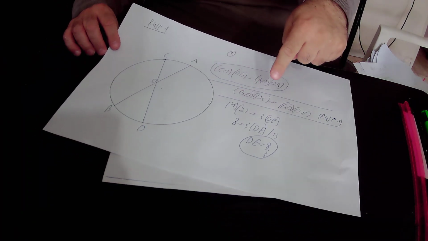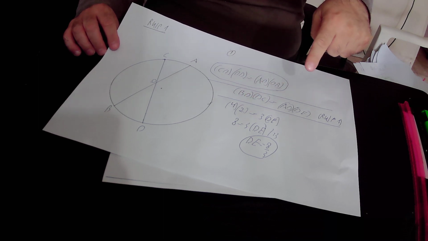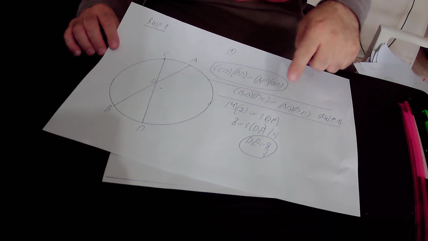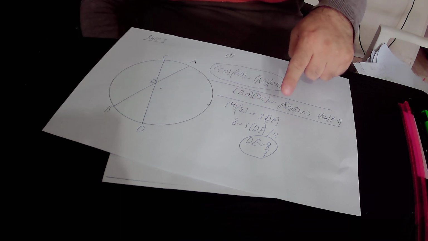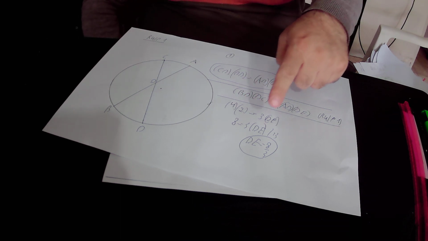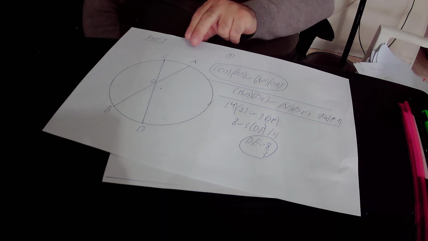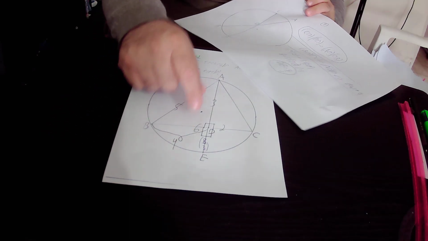BD is 4, DC is 2, AD is 3, and DE is the missing length. So 4 times 2 is 8. So 8 equals 3 times DE. We divided this equation by 3 and we found that DE equals 8 over 3 units.